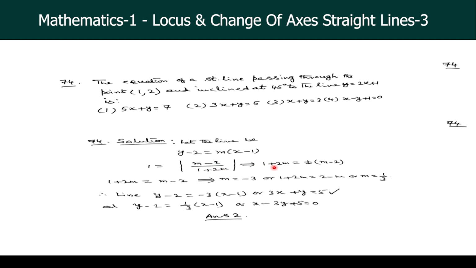So that is 1 plus 2m is equal to plus or minus (m minus 2). Taking the plus sign and the minus sign, you will get m is equal to 1 by 3 or minus 3. Minus 3 and 1 by 3. If you substitute the m values, you will get the answers: y minus 2 is equal to 1 by 3 (x minus 1), or x minus 3y plus 5 equal to 0. So the answer is option number 2.